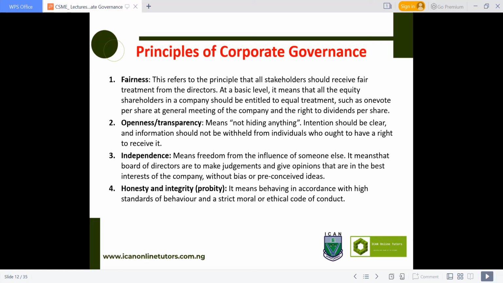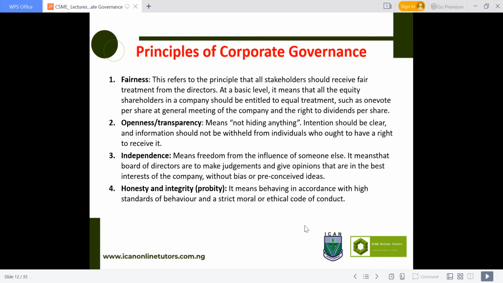Independence as well means freedom from the influence of someone else. It means that the board of directors has to make judgments and give opinions that are in the best interest of the company, without bias, without any favoritism.